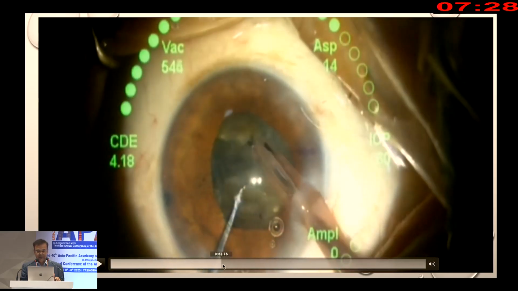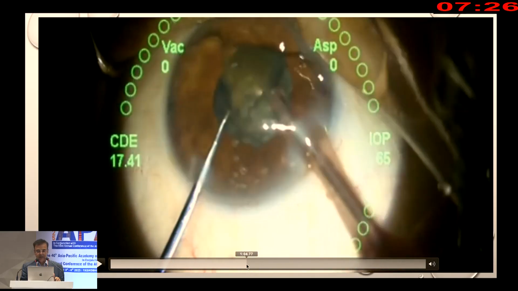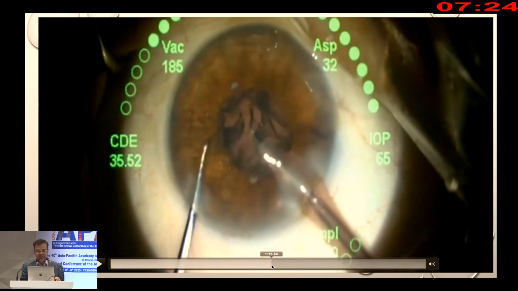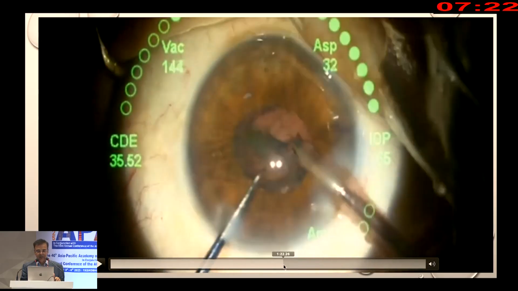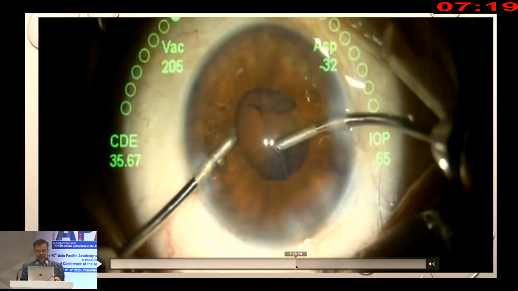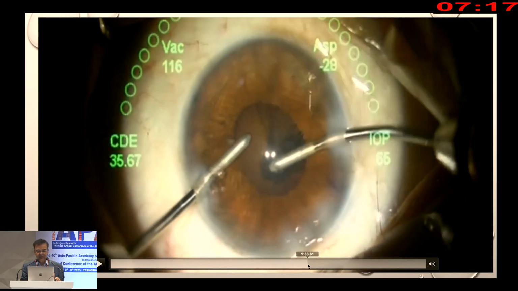Now here I wanted to showcase that once your lens is out, the pupil has obviously come down a bit and you've been able to do that. And I'm trying to do cortex extraction.